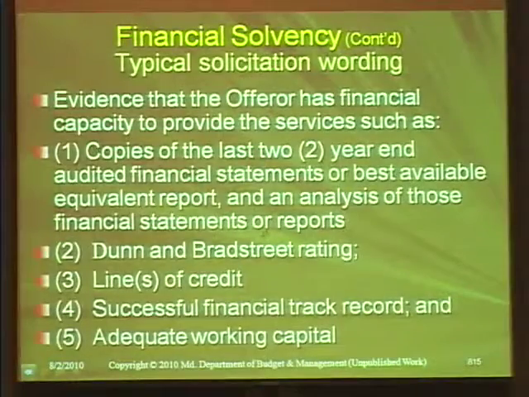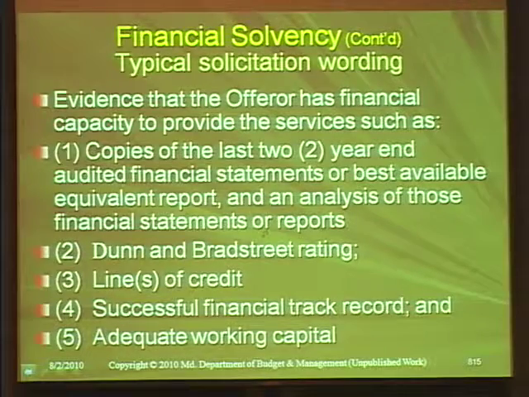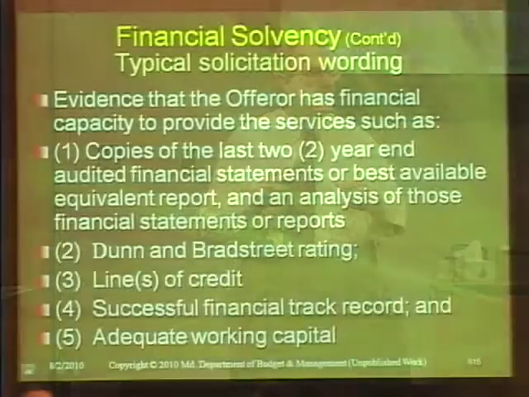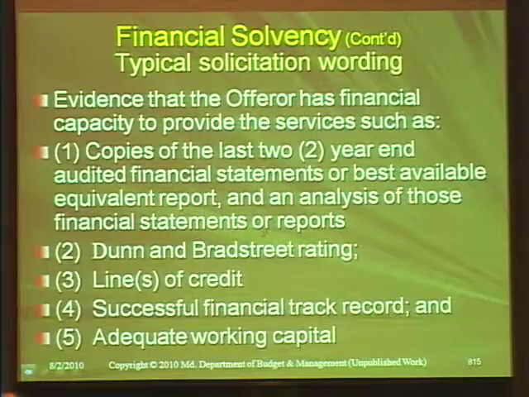Not everyone has a Dun & Bradstreet rating because they have to pay for it, but if they have it, they can give it to you. Line of credit. If you can get something from a bank that says, yeah, we've given them a $1 million line of credit, have done it for 5 years, we'll continue to do it in the future, that means the bank's saying they're an okay credit risk. Successful track record, financial track record, don't know what that is. They just have to tell you something and seemingly you'll judge whether that meets that.